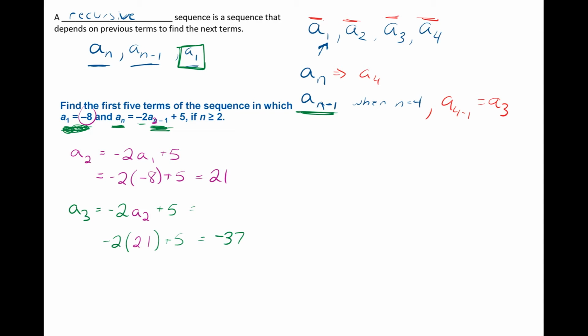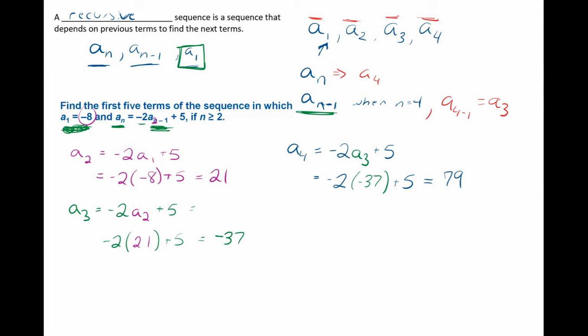Moving on to the next term. A sub 4 is equal to negative 2 times the term before it, a sub 3, plus 5. Put in our numbers, negative 2 times what is a sub 3? It's negative 37. We can add 5. And we get that a sub 4 is equal to 74 plus 5, or 79.